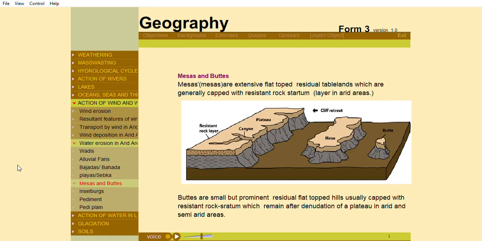Mesas and buttes. Mesas are extensive flat-topped residual tablelands which are generally capped with resistant rock stratum, that is, layer, in arid areas. Buttes are small but prominent residual flat-topped hills, usually capped with resistant rock stratum, which remain after denudation of a plateau in arid and semi-arid areas.